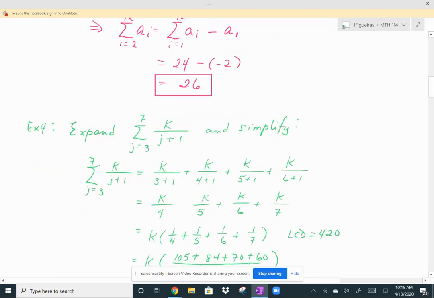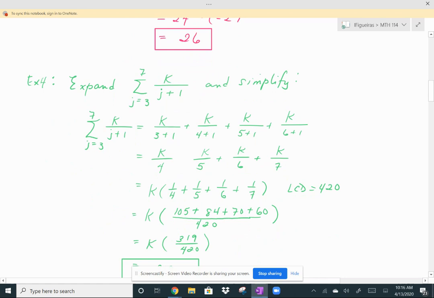Okay, here's one more. We want to expand the sum as j goes from 3 to 7 of k over j plus 1 and then simplify it. All right, so notice that my counter, or my index, is with respect to j, but I've got this other variable here, k. Well, k isn't going to change as j changes, only the j will change. So that's what you'll see here on the first line of work. When I expand it, it's k over 3 plus 1 plus k over 4 plus 1 plus k over 5 plus 1 plus k over 6 plus 1.